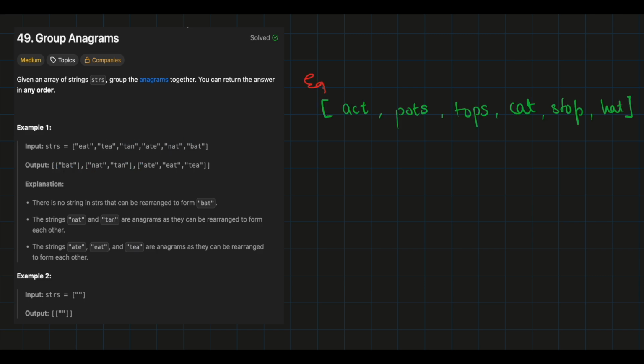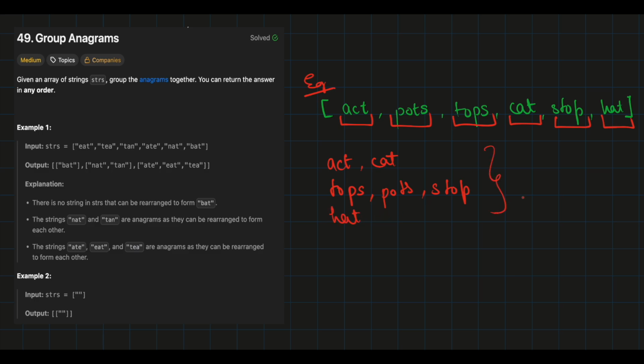Given this example here, we know that act and cat make an anagram, so we can group them together. Pots, tops, and stop make an anagram, so we can group them together as well. Hat does not become an anagram with anyone else, so we group that separately. So this will be our final output.